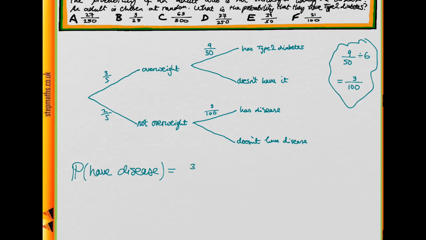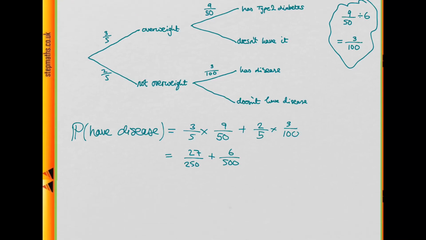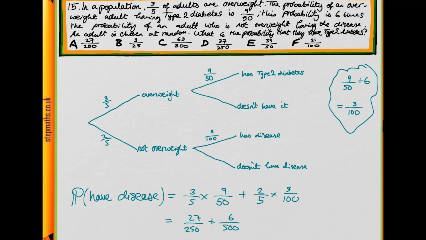So the probability they're overweight is 3/5, and if they're overweight, then the probability they have type 2 diabetes is 9/50. And then we're going to add that to not overweight, 2/5, times the probability that they have the disease if they're not overweight, so 3/100. So simplify all this down, and we're going to get 27 plus 3 over 250, so 30/250, which is equal to 3/25. And so we get the answer is B.